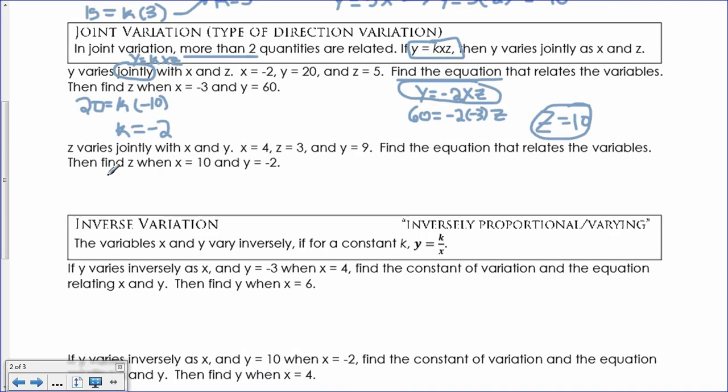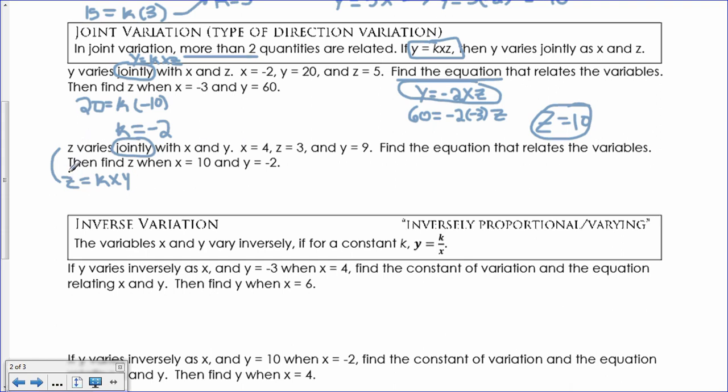Alright, next one here. Now this one, again, I mentioned this up here. You want to make sure that you're really careful how you read the equation or the sentence. I see z, x, and y, but they're in a different order than up here where I had y, x, and z. So I still have jointly varied, but when I write the skeleton equation, it's going to be z is equal to k times x, y. You write it in the order that it's presented in the sentence.